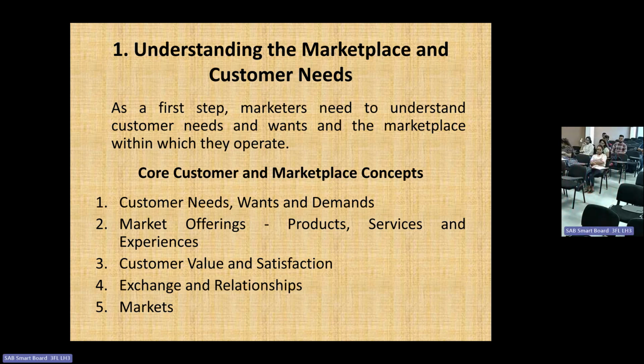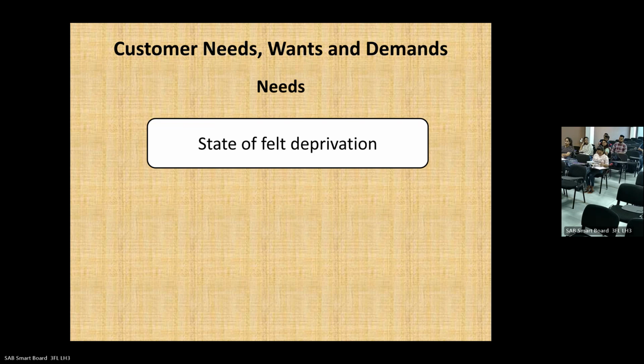So for us to understand the requirement of the marketplace, there are certain things that we should be aware of, certain concepts. Those are called core marketing concepts. These are the ones you have to be familiar with, because throughout the semester I'll be using those terms. We'll start from need, want, and demand. What do you mean by a need? Need means something without fulfilling which you can't live.